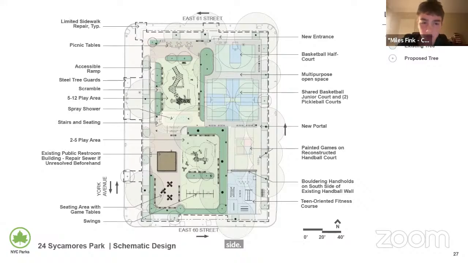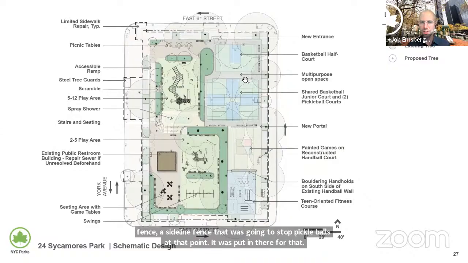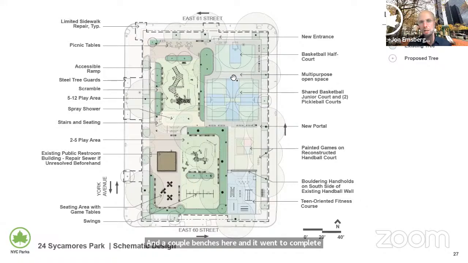In regard to seating, what about maybe a double-sided bench in between the two spaces? I think that could maybe be a good idea. Yeah. So this went from the previous iteration to having a low fence, a sideline fence that was going to stop pickleballs. At that point, it was put in there for that, and a couple of benches here. And it went to complete open space, in part because of the mention of scooters and running around and jump rope and things like that.